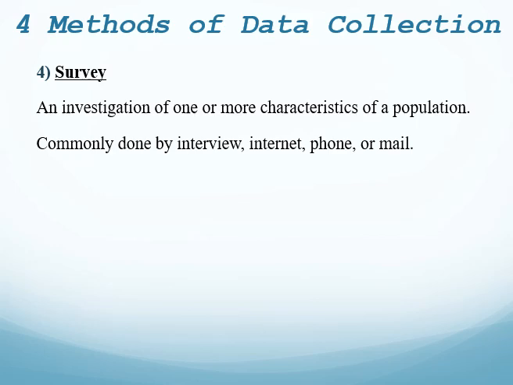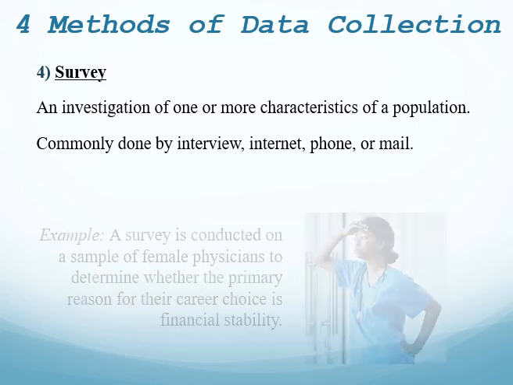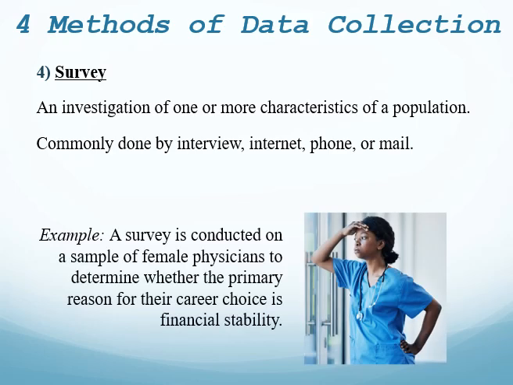You can do that over the phone, over the internet, emails, over the mail. So you get a survey in the mail, and you fill it out and you send it back, right? Something like that. So in this case, we have a survey that's conducted on a sample of female physicians, and what we're interested in is determining the primary reason they became a doctor. Was it for financial stability, or what was it for, right?